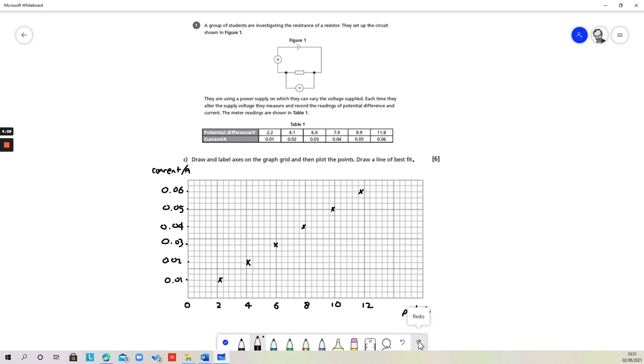Notice here that we don't have a reading for 0 volts, so we don't know what the current at that point is. We might expect it would be 0, but we don't know because we haven't got that. So I'm not going to start the straight line at the origin. I'm going to draw a line that connects each of those points. I'll draw the line in like that, and then that shows what the trend is, the relationship between potential difference and current.